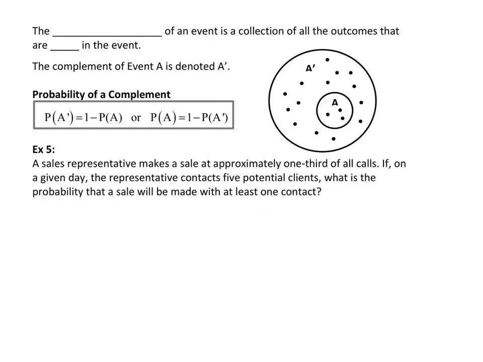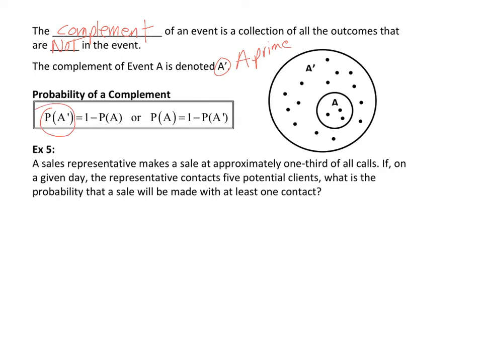All right, next concept, the complement. The complement of an event is a collection of all the outcomes that are not in the event. The complement event is denoted as A apostrophe, or in other words, A prime. Call this A prime. All right. And we have the probability of a complement here. So the probability of a complement is 1 minus the probability of the original event.